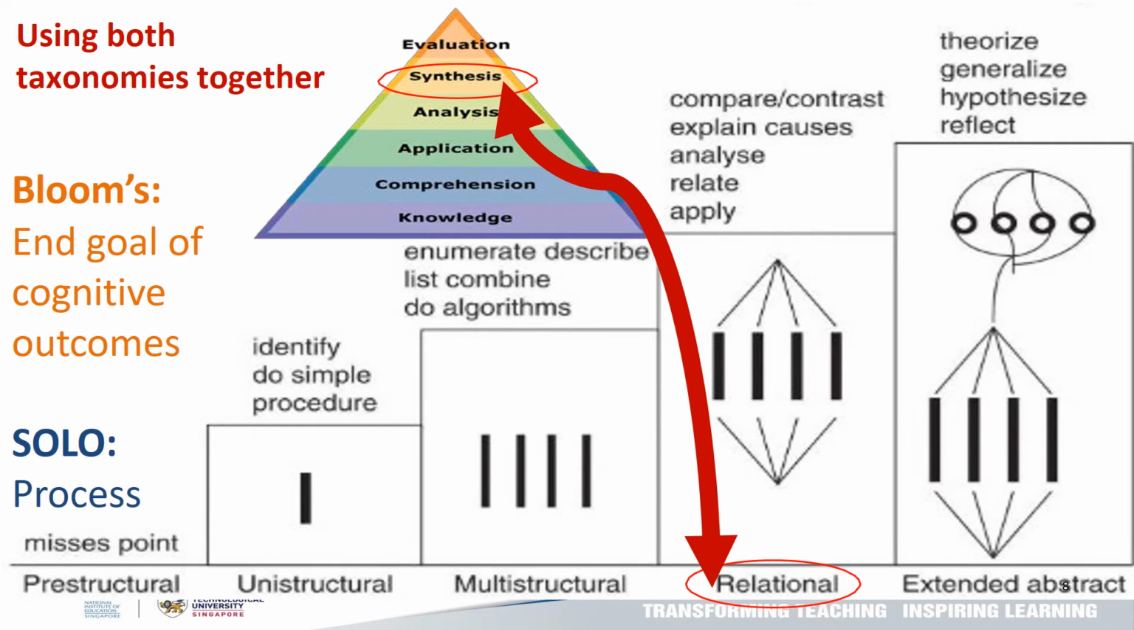So we can think of then the Bloom's taxonomy as offering end goals of cognitive outcomes and solo learning outcomes as processes on how to move from one level of understanding to another.